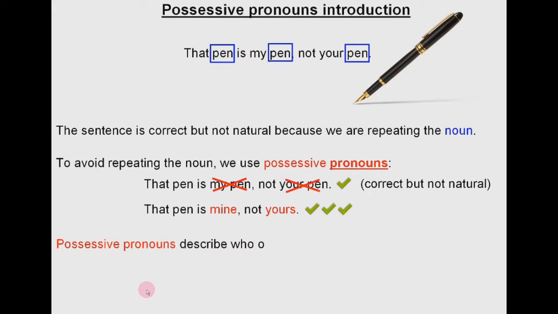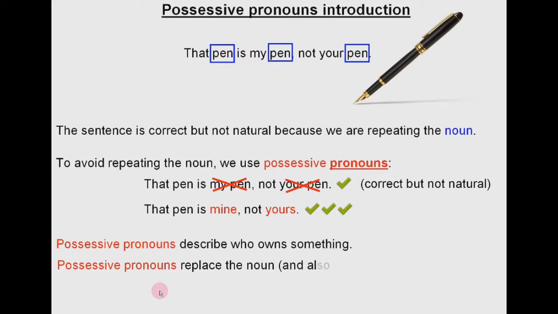So, possessive pronouns describe who owns something, and they replace the noun and also the possessive adjective. So we can see here, we replace the noun and possessive adjective, my pen, with the word mine. And your pen, we replace it with yours.